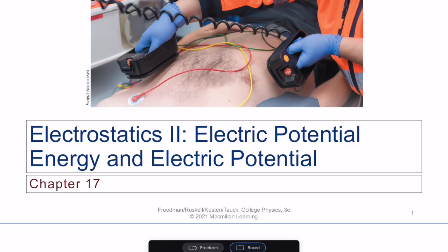Hello, welcome to another chapter of the same story. So we're still examining electrostatics, okay? We're still talking about point charges and electric fields, forces, okay? But now we're examining that in the context of energy.